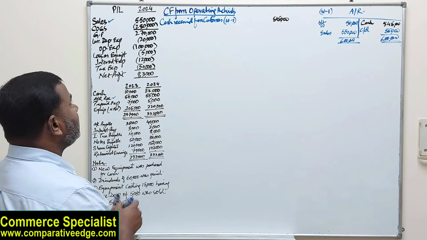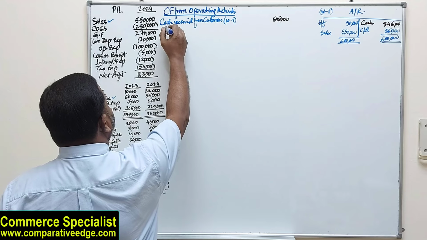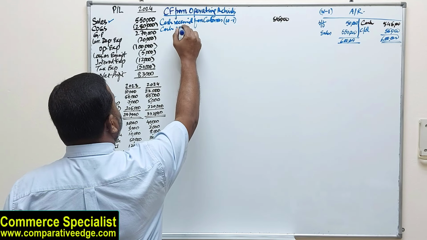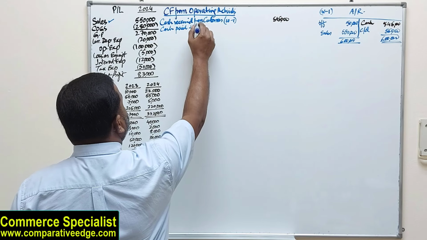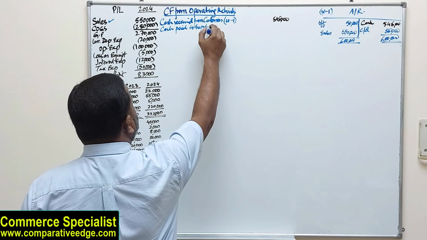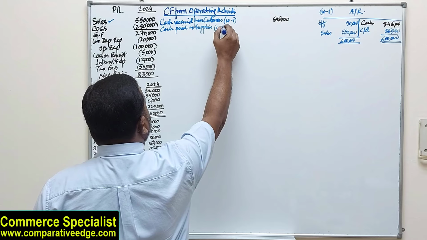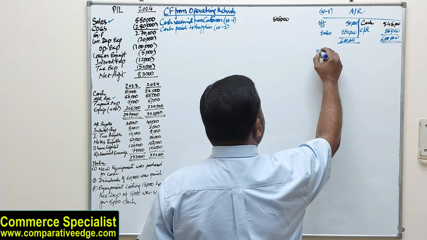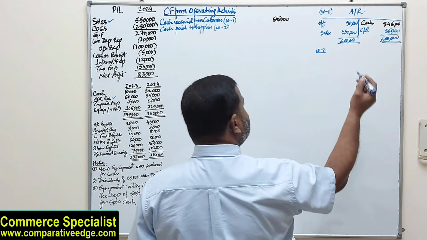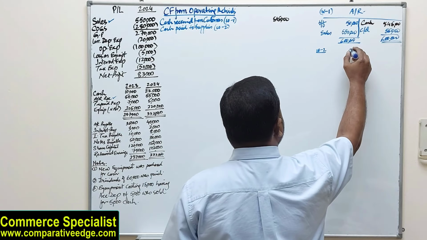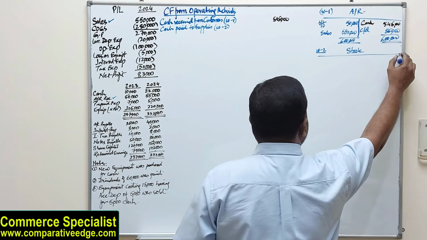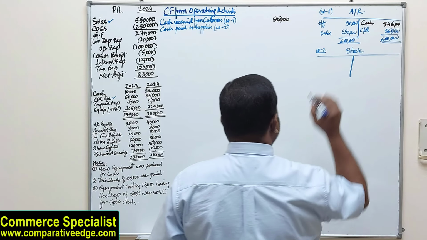The next thing we need is cash paid to suppliers. We need to calculate this. Working number 2. For cash paid to suppliers, I'm doing working number 2. I'll be making 2 T accounts. First, I'll make a T account of stock just to find out what was the amount of purchases.